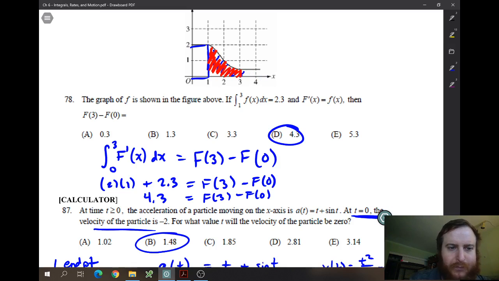And then they ask, what would be big F of 3 minus big F of 0? So we need to realize that the integral from 0 to 3 of f prime would be big F of 3 minus big F of 0. Well, f prime is f of x, so that's just going to be our area under the curve, but from 0 to 3. That's this rectangle plus our shaded region. The rectangle is an area of base times height, 2 times 1. Then we add on the 2.3, so we get 4.3.